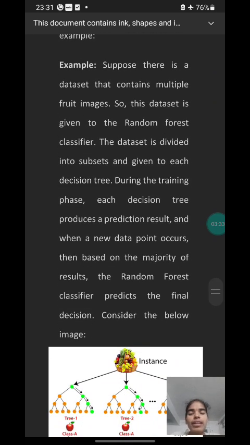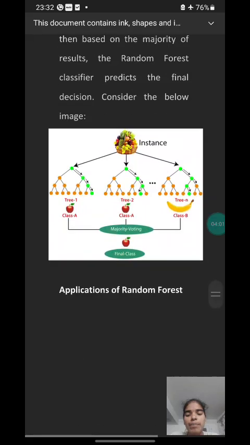Suppose there is a data set that contains multiple fruit images. So this data set is given to the random forest classifier. The data set is divided into subsets and given to each decision tree. During the training phase, each decision tree produces a prediction result, and when a new data point occurs, then based on the majority of results, the random forest classifier predicts the final decision. Consider the below image.